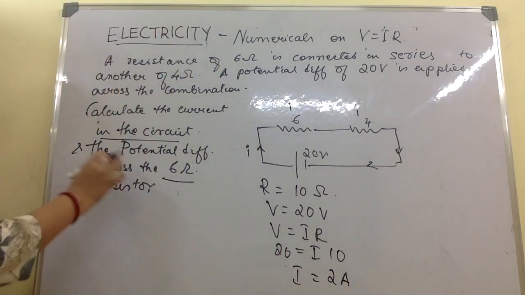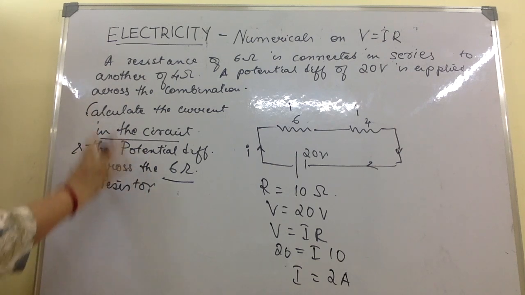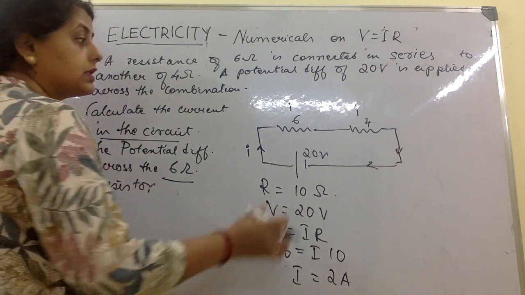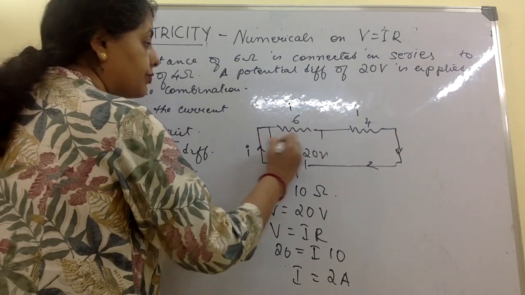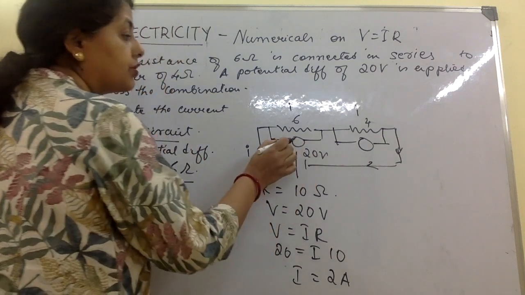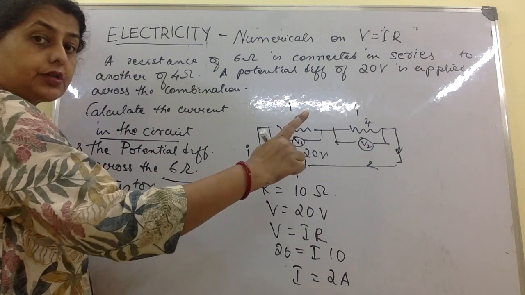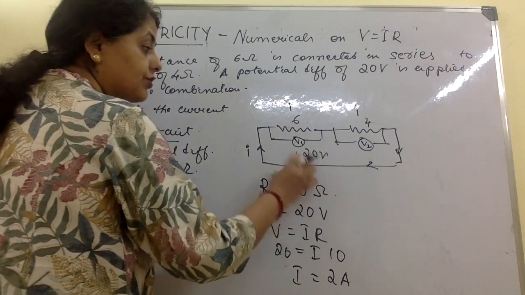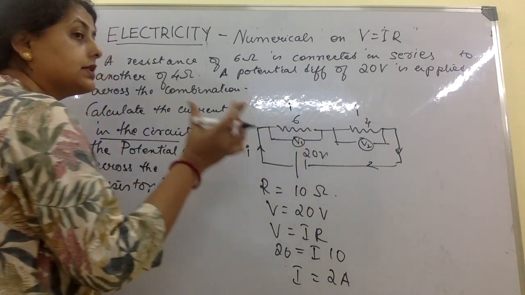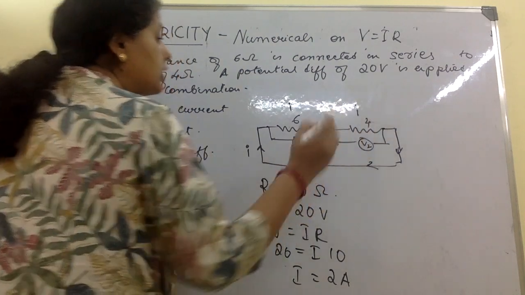Now the second thing they have asked us is the potential difference across the 6 ohms resistor. Now this is a very important question. Potential difference in series, that is if I put a voltmeter here, this voltmeter and this voltmeter, this is V1 and this is V2. They are going to give me different readings and these two on adding should give me 20 volts. This is for a series connection. So each of the resistances has a different potential difference across them. We have to remember this.